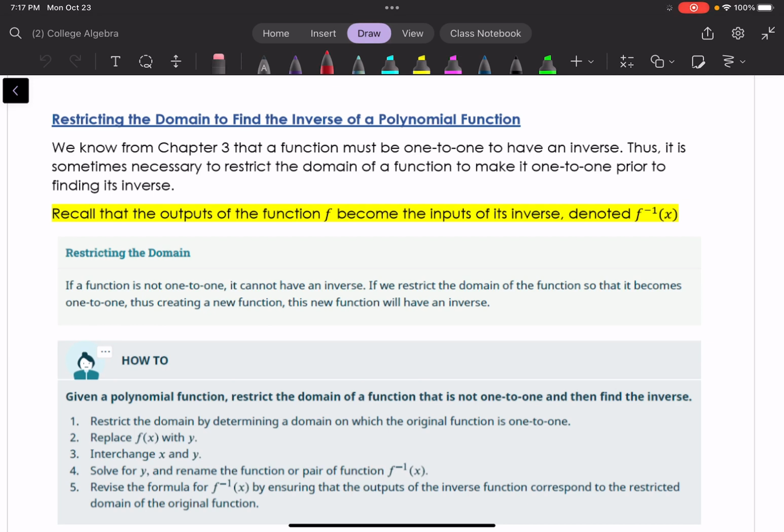So remember, we know a function is one-to-one if it is strictly non-decreasing. So we just need to restrict the interval to a place where the function is non-decreasing. And another note that is important, recall that the outputs of the function f do become the inputs of its inverse, which again we denote with this notation, f inverse of x.